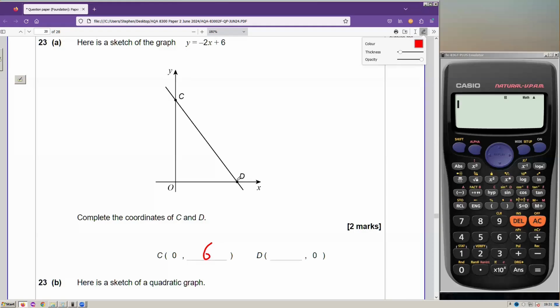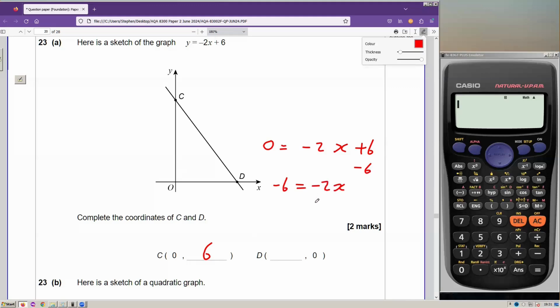And D, where's this one? Well, that's a bit strange. The easiest way to put that in is when y is 0, if you think coming up the y axis. So let's put it in: 0 equals minus 2x, which we don't know yet, plus 6. Take the minus 6 from both sides. So we end up with minus 6 equals minus 2x.